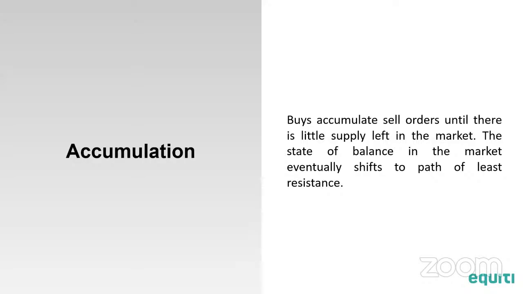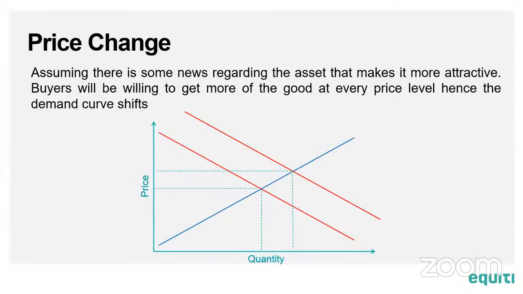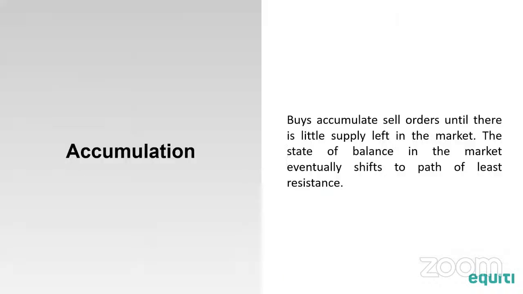And now that we understand price interaction, we still have another chart to look at, and this is the order book chart. I think we can look at it once we introduce volume. But at the moment, this is enough to get us to the next section, which is defining the key concepts behind Wyckoff. And the first one is accumulation, which is buyers accumulate sell orders until there is little supply left in the market.